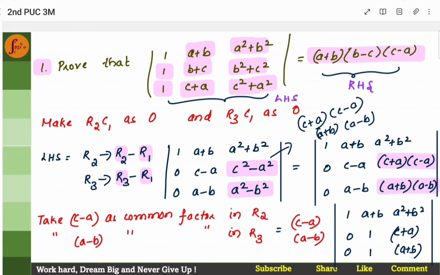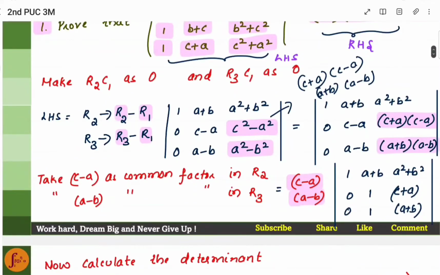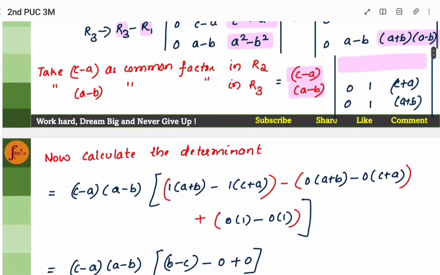Now you take the common factor here. C minus A is common and A minus B is common. So what I'm left with is this simplified determinant. Now it is simpler, right? Once it becomes relatively simpler, you can calculate the determinant. How do you calculate the determinant? You take the first row, leave the first column, and then cross multiply. Then you ignore the second column and first row and cross multiply like this. Then you ignore the third column and first row and cross multiply.